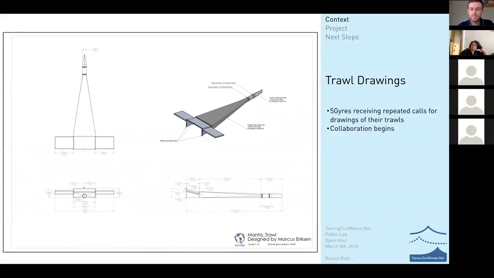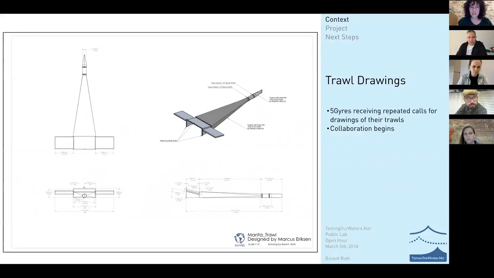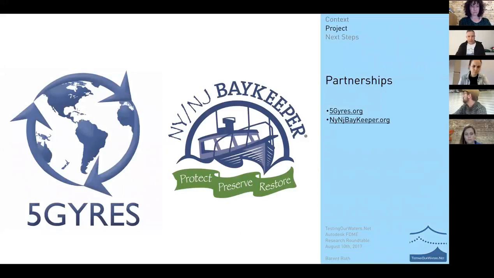The project came about in collaboration with Five Gyres. We drew up dimensional drawings for their manta trawl so that they could provide these drawings to other scientists and academic institutions, or really citizen scientists, anyone that wanted to build a trawl and start studying the amount of pollution in their ocean could take these drawings and fabricate their own trawl. They were trying to disseminate the information, and that kind of got us thinking about how we could take it further. And so we took this and collaborated with Five Gyres and New York, New Jersey Baykeeper.